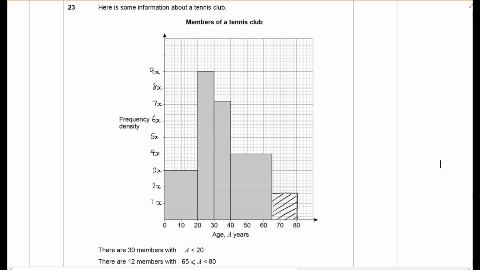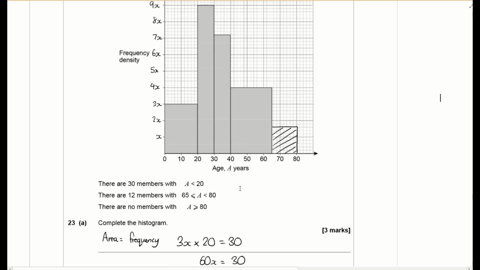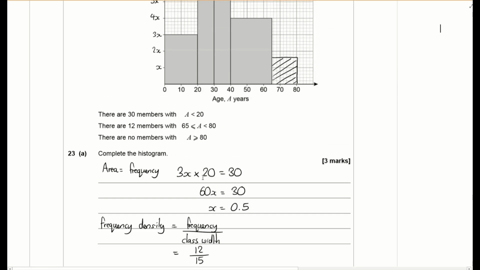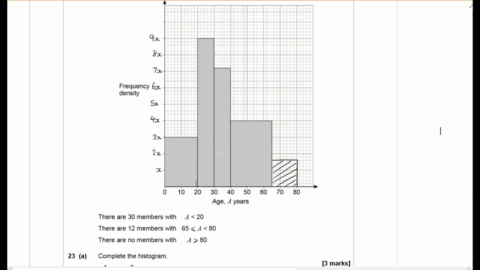So because we're going up in single values of x, we can quite easily write down what the areas of each of these rectangles actually are. Some of them we already know directly. So for instance, we already know that this one's 30, and we know that this last rectangle is equal to 12, so we can actually leave them out if you like. So overall, we've got 30 plus 9x times 10. So of course this rectangle here was 9x and it had a width of 10, 20 to 30.